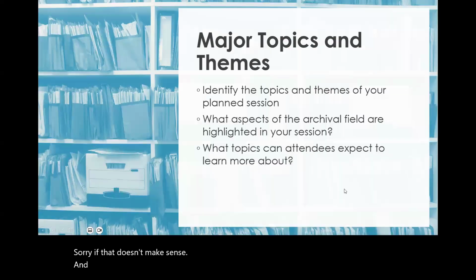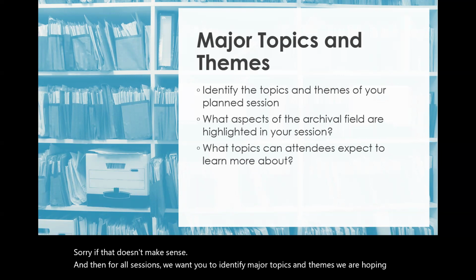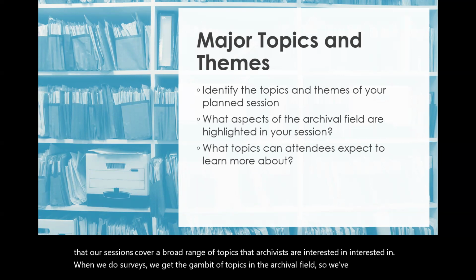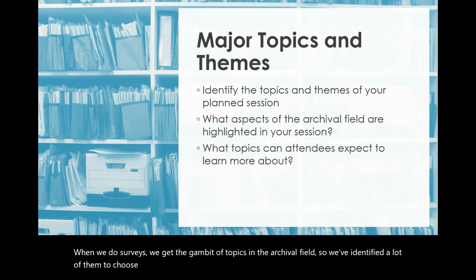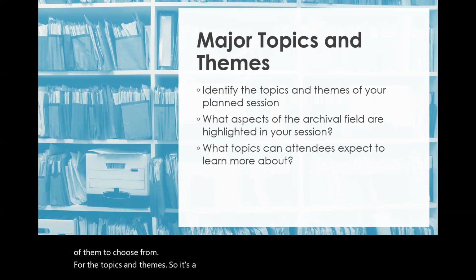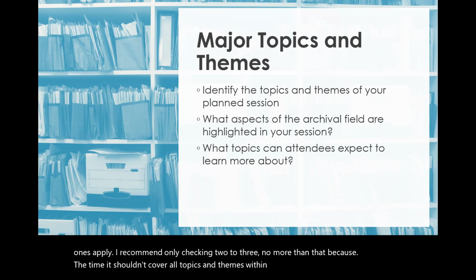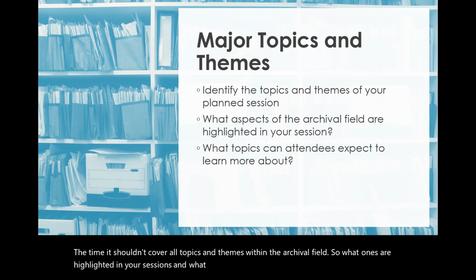And then for all sessions, we want you to identify major topics and themes. We are hoping that our sessions cover a broad range of topics that archivists are interested in. When we do surveys, we get the gamut of topics in the archival field. So we've identified a lot of them to choose from for the topics and themes. So it's a checklist in the submission form, and you just check which ones apply. I recommend only checking 2 to 3, no more than that, because it shouldn't cover all topics and themes within the archival field. So which ones are highlighted in your session and what can attendees expect to learn more about?